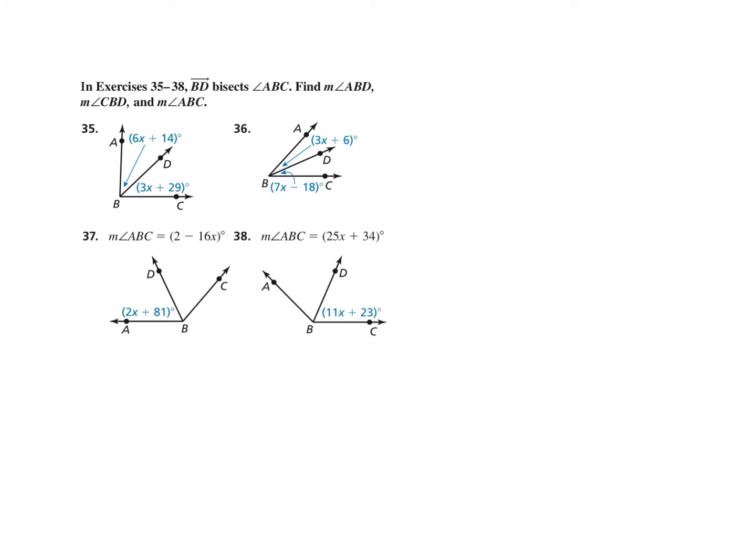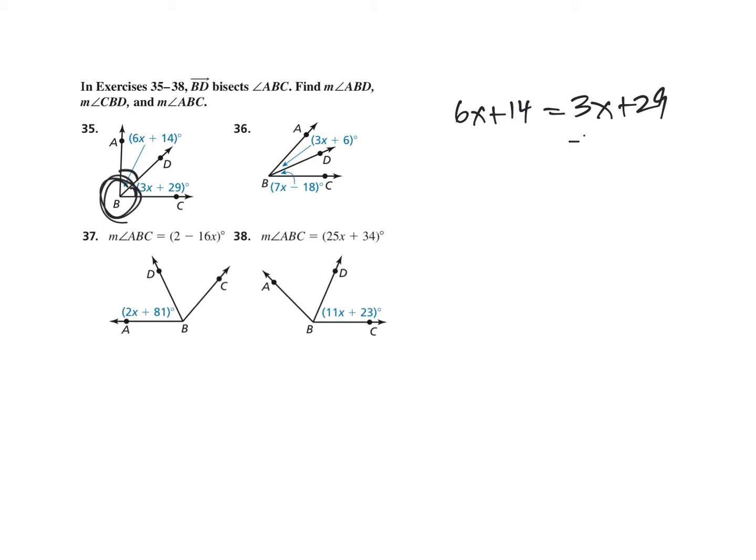All right, so BD bisects ABC. So that means ABD and DBC are equal. So 6x plus 14 is equal to 3x plus 29. Now, you can't add them together and say they're equal to 90 because you don't know that this is a 90-degree angle. There's no symbol there. So these have to be set equal to each other. That's the only thing you know for sure because it's a bisector.